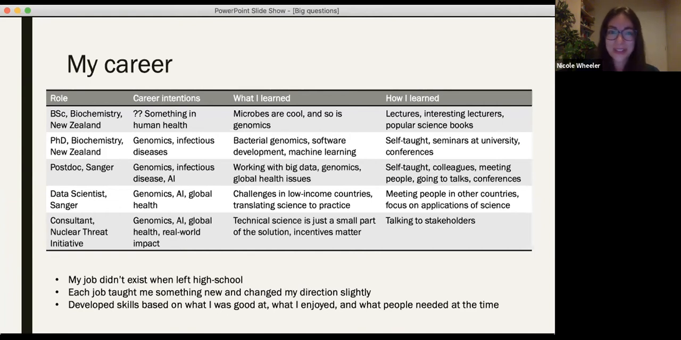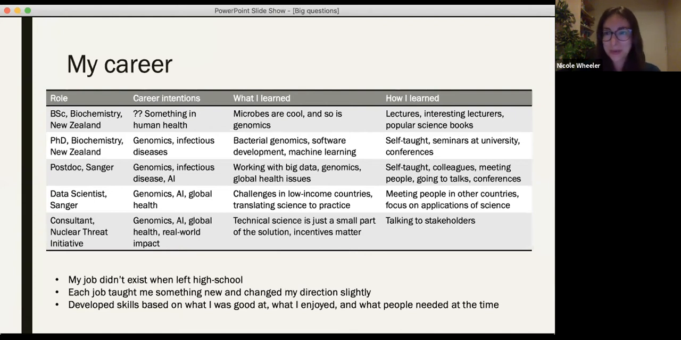So some of the things I'm learning in this role is that the really technical genomics-y science stuff is just a small part of the solution to infectious diseases, and that in the real world, incentives matter in terms of getting science done. If you build a really fancy tool that's really cutting edge, but it's expensive and it's slow to use, people won't use it. So you've really got to think about the real people who are going to be using your solutions. And here I've really learned from talking to lots of people working in biosecurity and in industry, and all the things that they've learned throughout their careers.